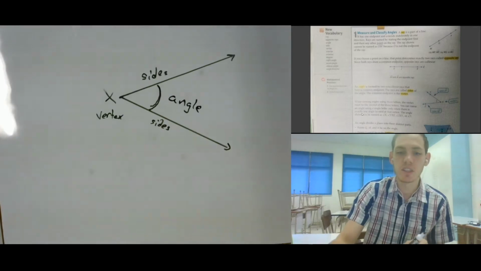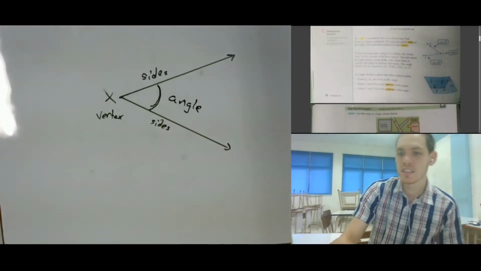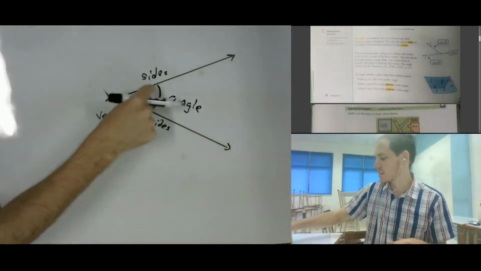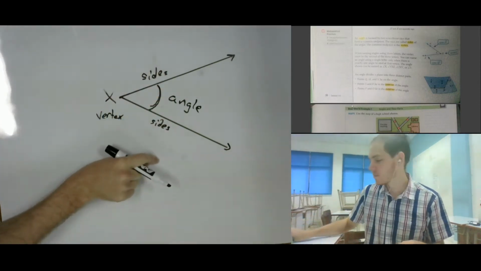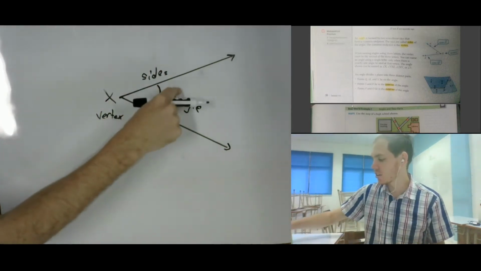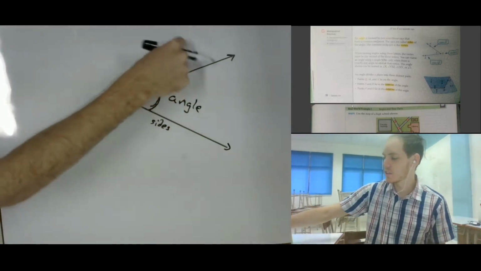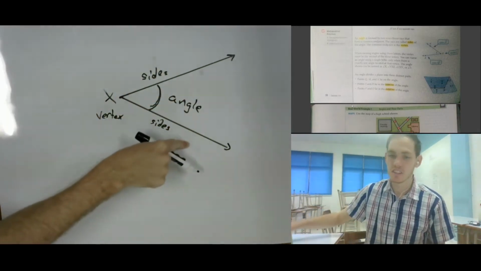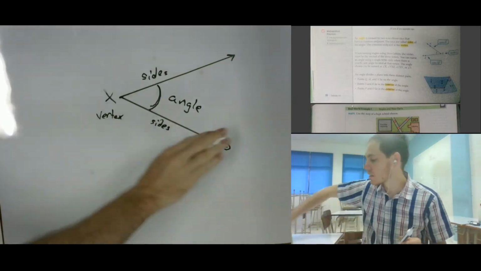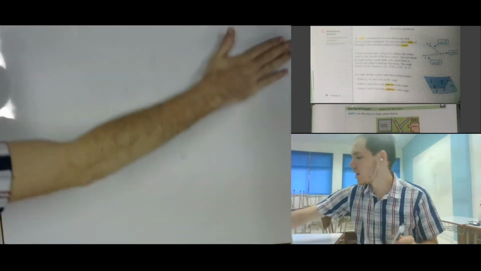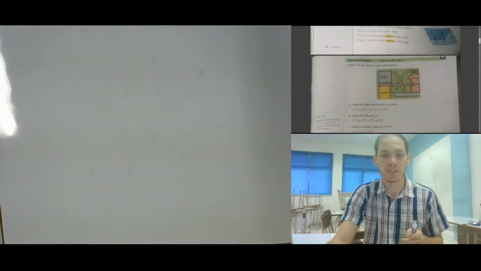If you have any questions, you can ask me. Interior and exterior: the interior angle is on the inside of the two rays, and the exterior is on the outside. That'll be important later on. We'll keep going because we have enough information to cover today.